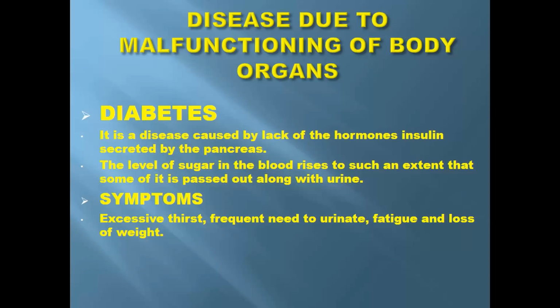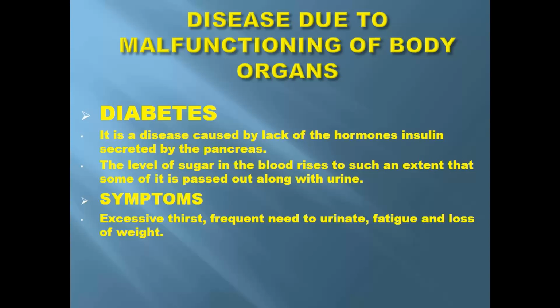Now we will focus on disease due to malfunctioning of body organs. It is very important, and one needs to understand it properly, because often in the society, in the family, one faces such type of malfunctioning of the body organs, and the knowledge will help to get early solutions for healthy living. The first of it is diabetes.